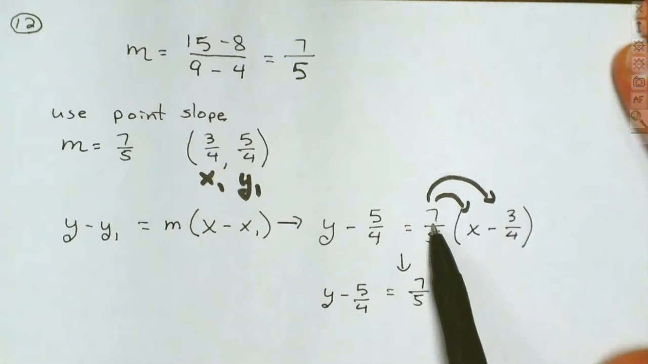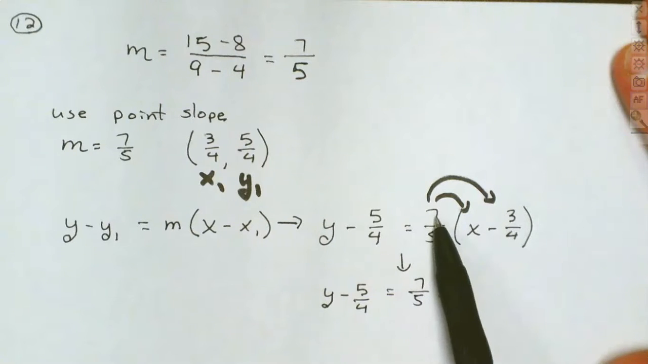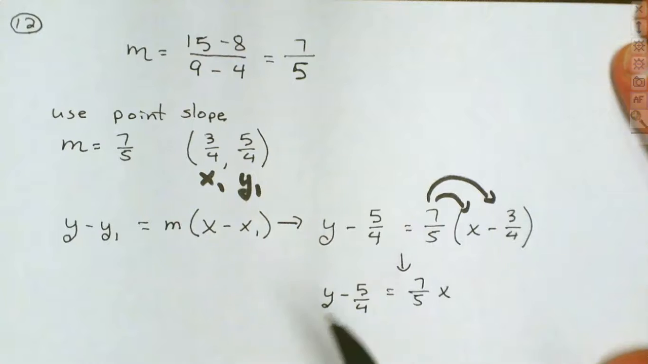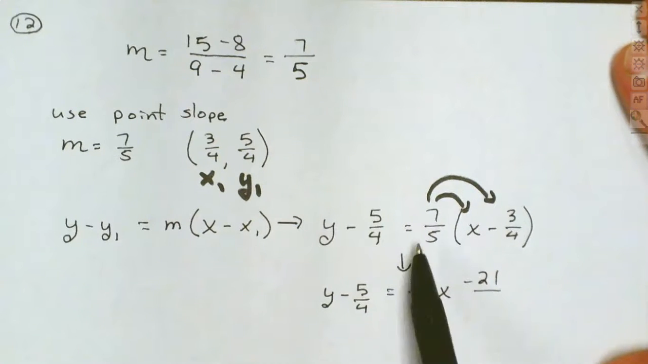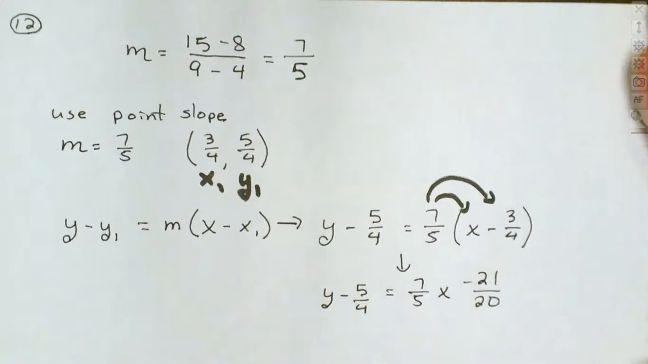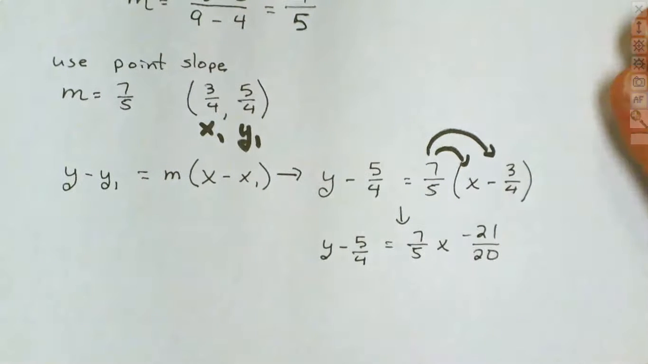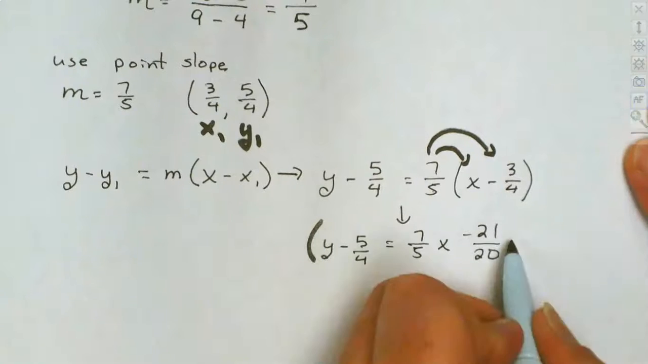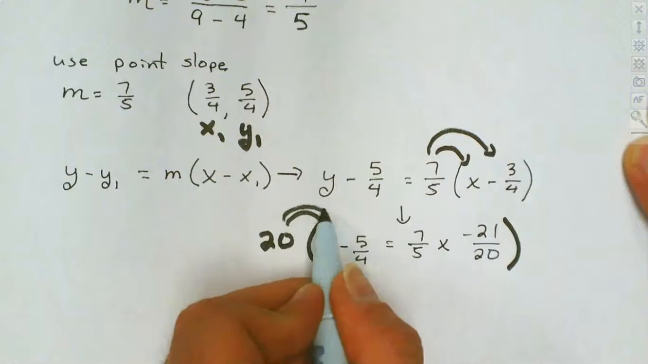How do we handle multiplying fractions? Well, we multiply the numerators, multiply the denominators. So 7 times that -3, that makes that a -21. 5 times that 4 makes it a 20. We need to clear out our fractions. And so we're going to multiply everything by what? Does anyone know? 20. That's going to clear out all of our fractions quickly and easily here.